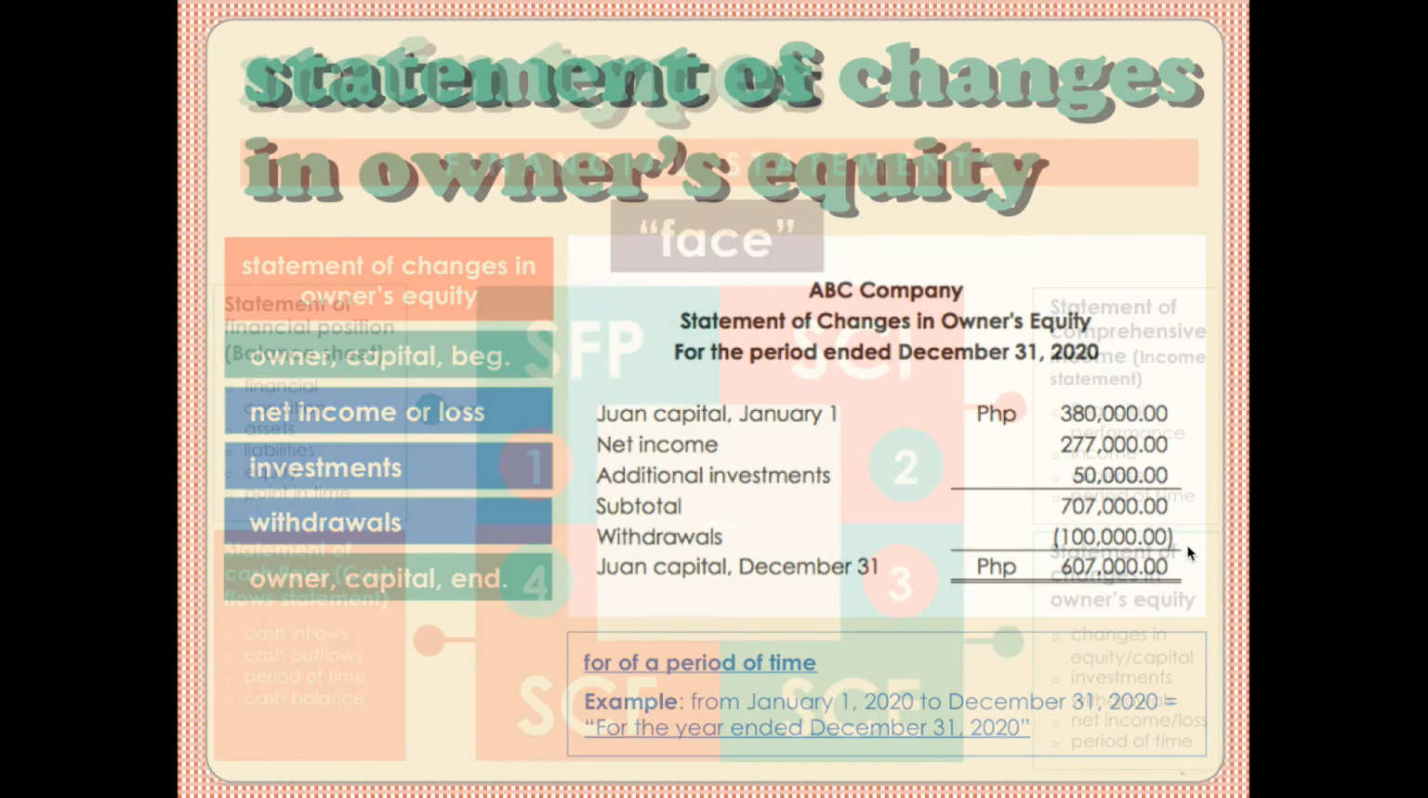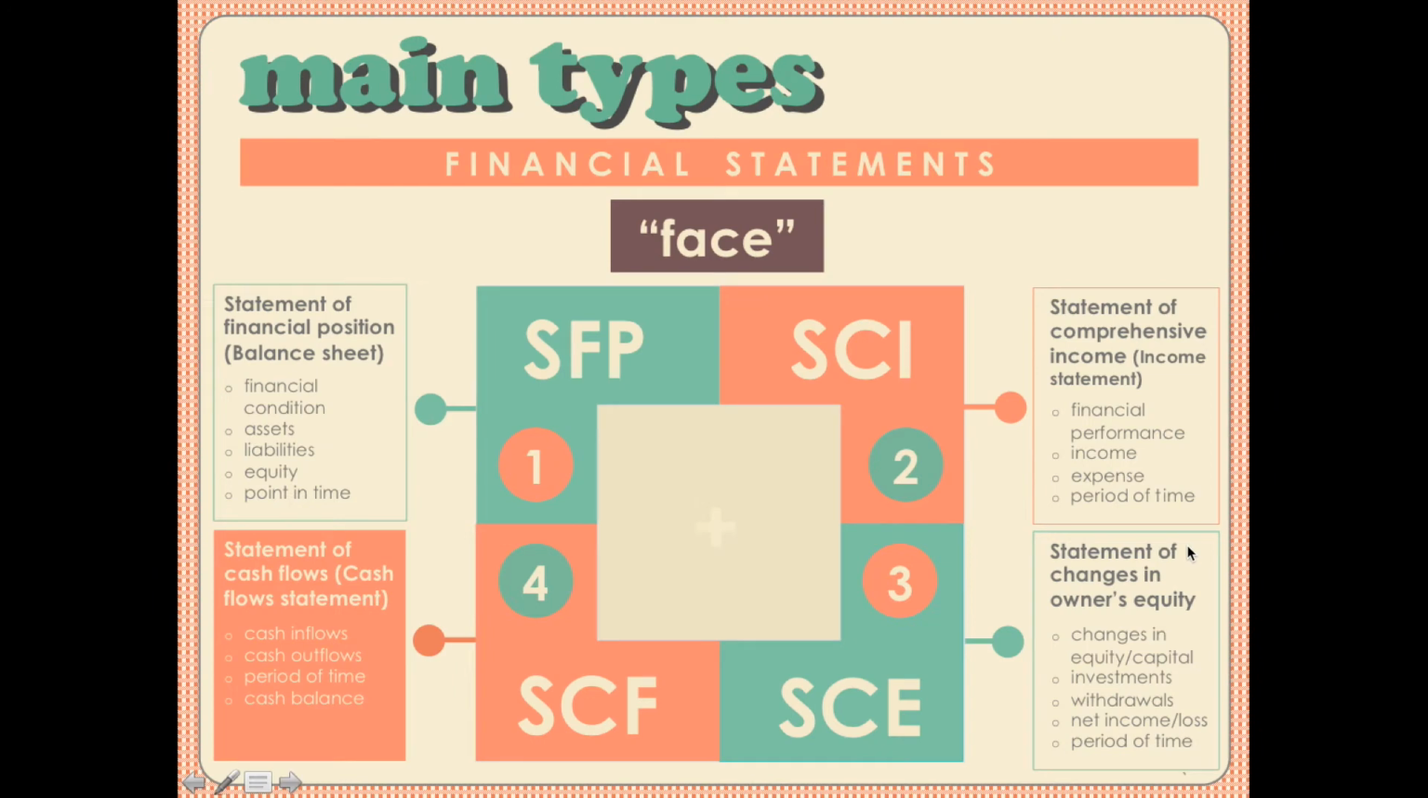Fourth is called the Statement of Cash Flows or Cash Flow Statement. From the name itself, it provides details about the cash flows of the company, the cash inflows or receipts, and the cash outflows or payments. The cash balances at the beginning and end of the period are also presented here. The details presented also cover a period of time, just like the income statement and the Statement of Changes in Owner's Equity.